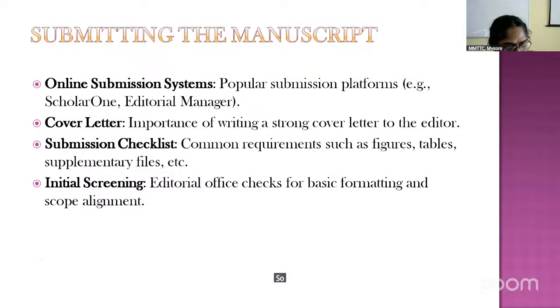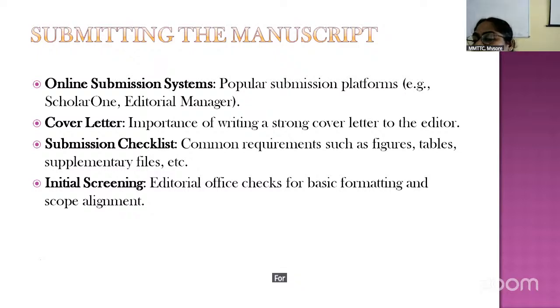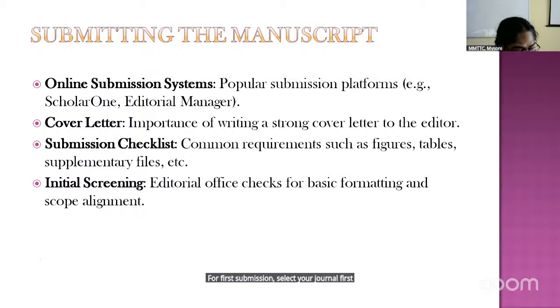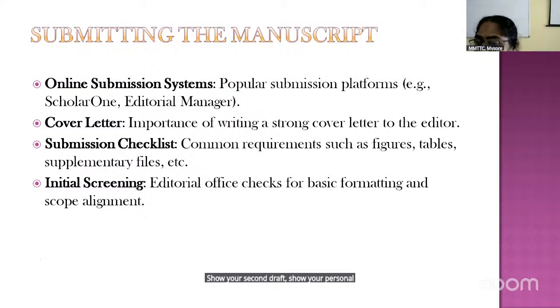So then write your first draft. Ensure that you focus on your key messages. Select a journal for first submission. Discuss your first draft with your writing buddy, that is your co-author. Make revisions once again. Show your second draft to your personal editor, that is a senior professor or senior friend. Rewrite and refine. Be as succinct and clear as possible. Now send it to your co-authors for thoughtful and critical review of the manuscript.